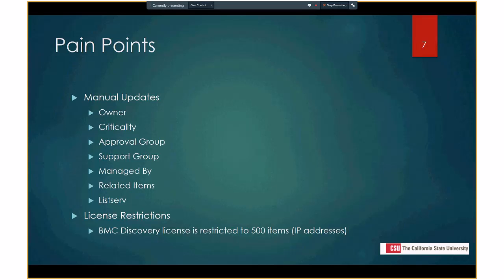The BMC Discovery, like I said, we're going to be replacing that with Altiris. It was restricted to, at the price that we were buying, 500 items. We went over 500 items, so we couldn't discover everything in the data center. As soon as we hit the 500th item, it stopped. So that's going to get replaced with Altiris. We'll be able to discover everything that's in the data center.